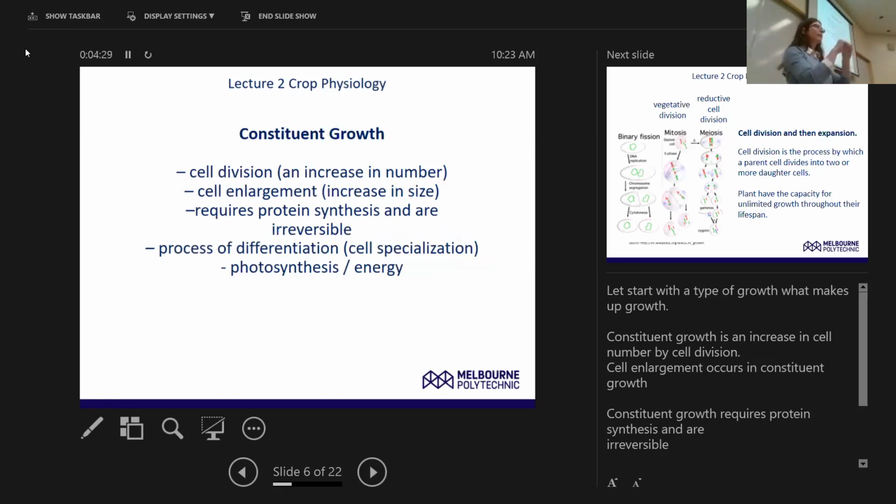Once the cell has divided, the next stage is it expands, right? It becomes bigger. That is also growth. The third stage is that we call differentiation, which means that it becomes functional, that it signals a function. So what is that plant cell going to be? Is it going to be a part of the photosynthetic mechanism, or is it going to be part of the cuticle, or is it going to be a stomata?